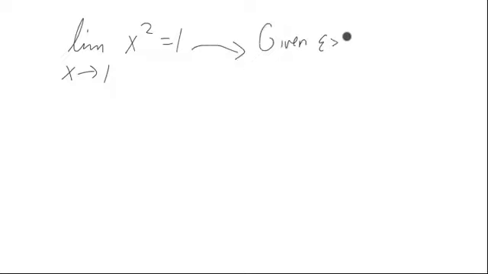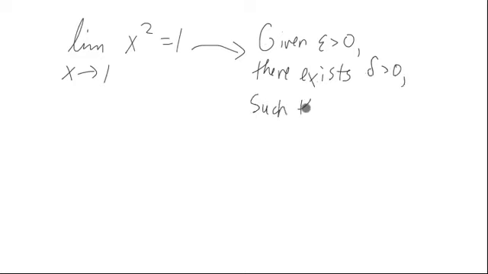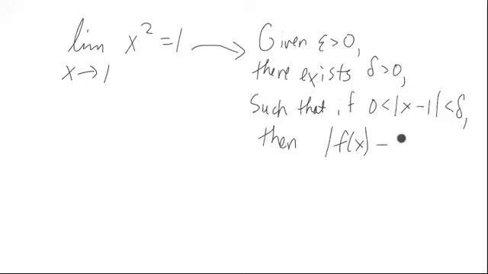Given epsilon greater than 0, there exists delta greater than 0, such that if the distance that x is from 1 is less than delta, then we know that the distance of the function, f of x minus what the output is, 1, is going to be less than epsilon. So that's what we want to verify.